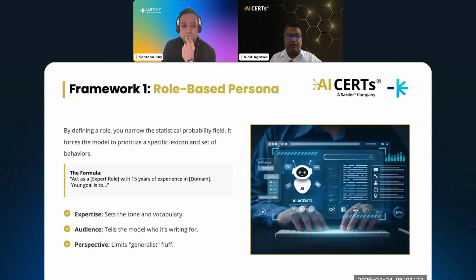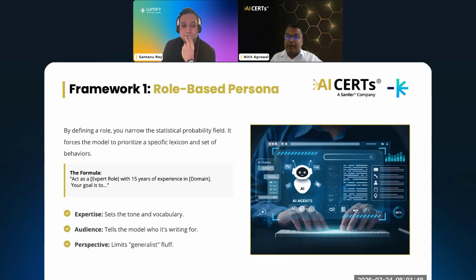The first element is expertise. Expertise sets the depth of knowledge, the vocabulary, and the level of professionalism in the response. So if the AI is acting as a lawyer, engineer, teacher, or even a product manager, it will naturally tailor its language and recommendations accordingly.